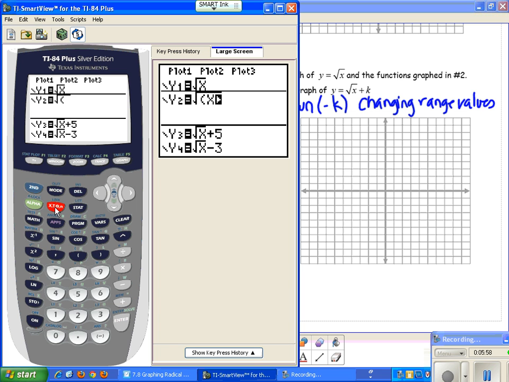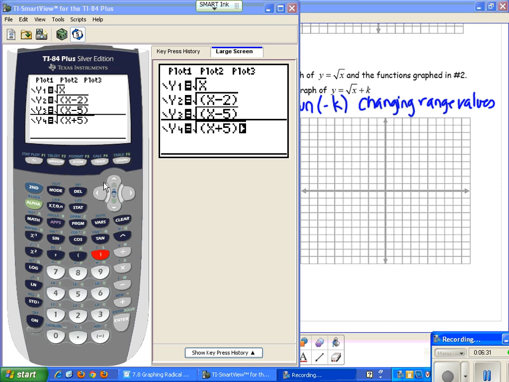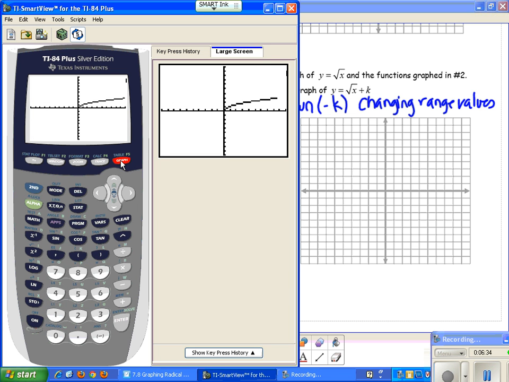So parentheses x minus 2. And that tells me that everything is underneath the radical and I can see it above it. So those of you who have an older calculator, again, make sure you have those parentheses put there to tell that it's underneath the radical. So for the next one, do the same thing. So now that I'm at equations, enter, if I hit graph, I see there's my parent graph. I first did minus 2, minus 5, and then this one out here was plus 5.